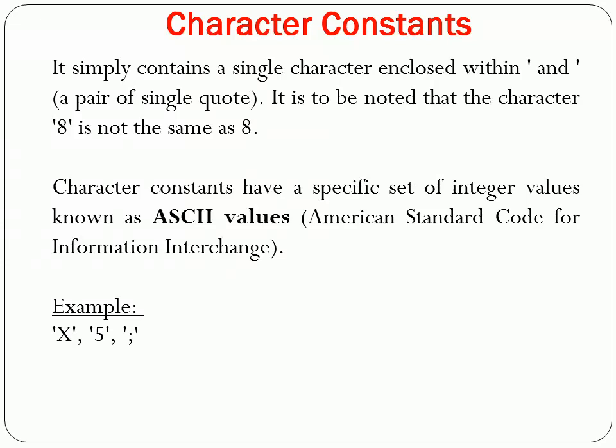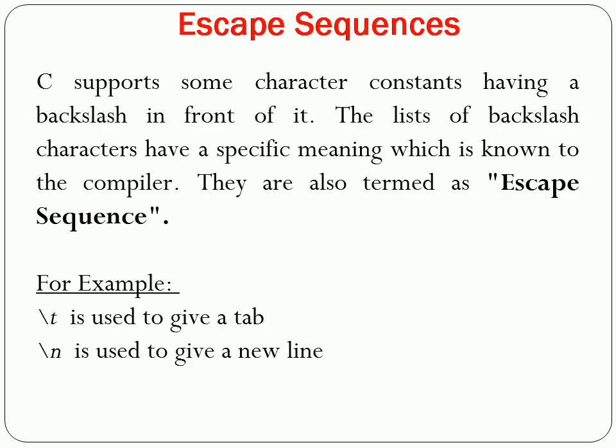Next, character constant. A character constant contains one single character enclosed within single quotes. It should be noted that the character '8' is not the same as the number 8, because character constants have a specific set of integer values known as ASCII values. ASCII is nothing but American Standard Code for Information Interchange. So if a single character is denoted within single quotes, it is called a character constant.